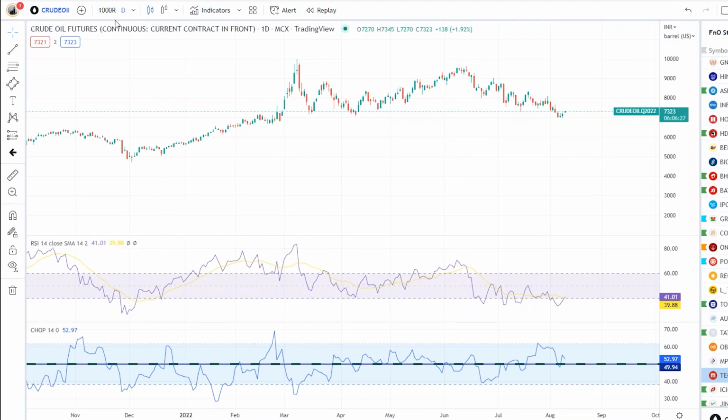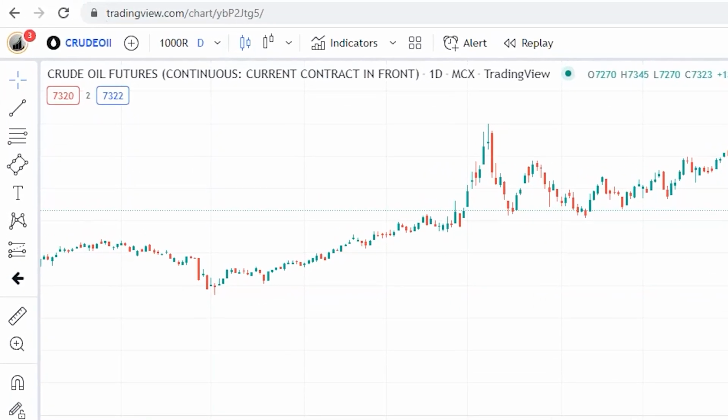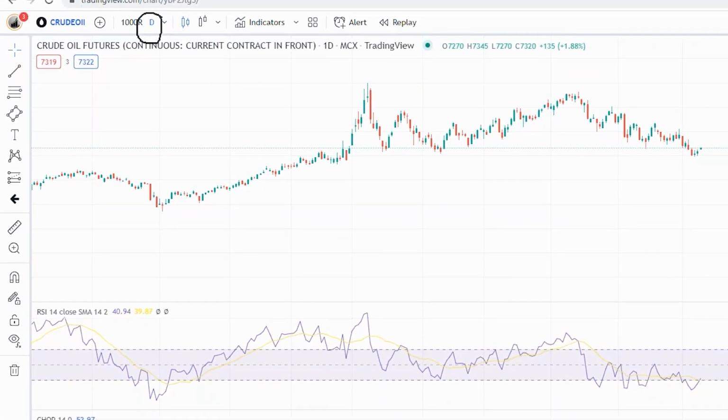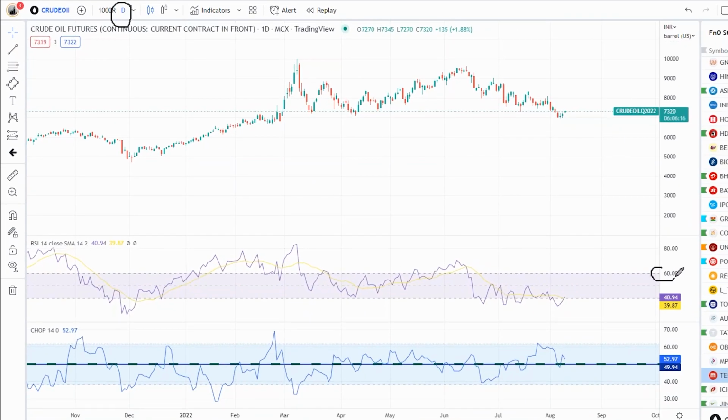My time frame is 1 day. Note it at the top. Let me just repeat again. My time period is 1 day. My RSI setting is 60 and 40. My choppiness setting is at 50.